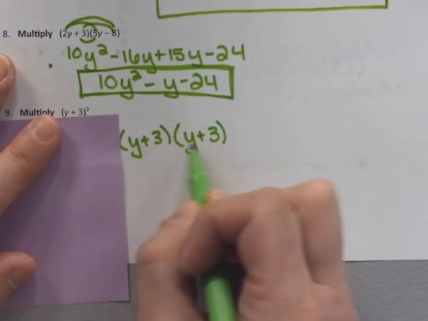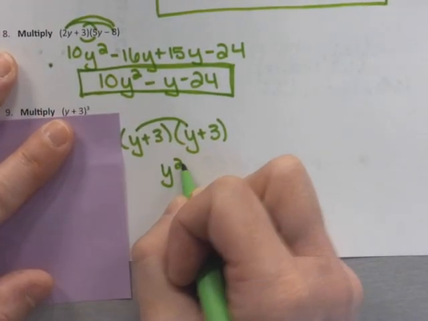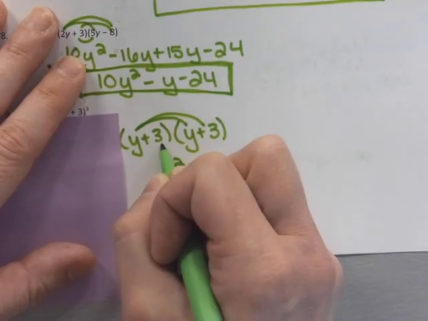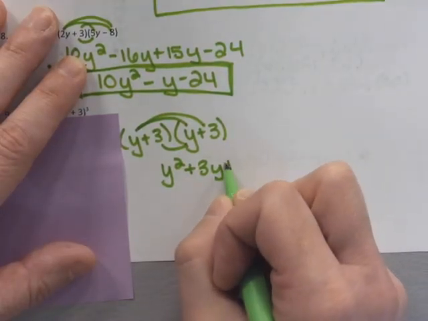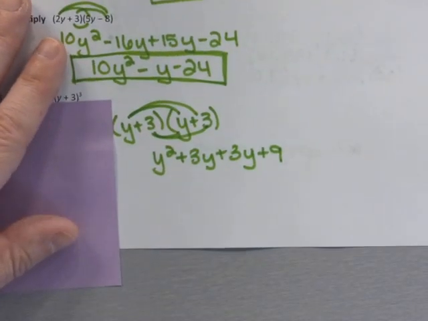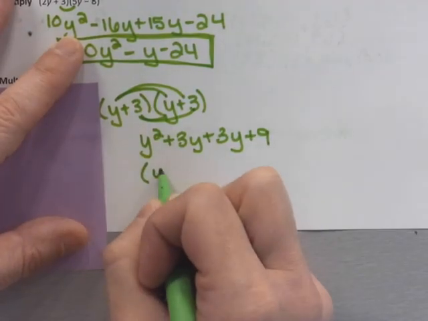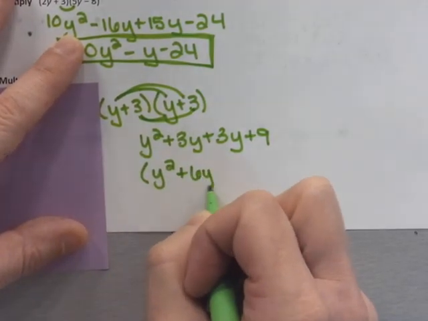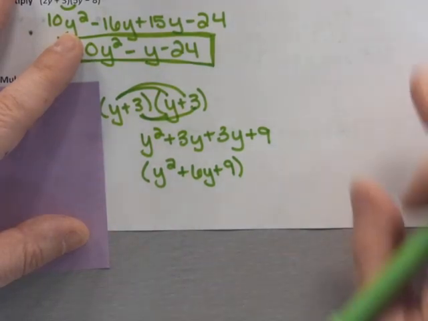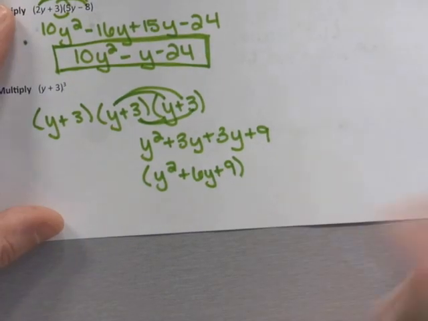All right, let's multiply 2 of them. Ready? So y times y gives me y squared. Y times 3, 3y. 3 times y, 3y. 3 times 3, 9. Okay, let's combine our like terms and make that even a little bit nicer and more compact. Y squared plus 6y plus 9. Do we feel good about that? Okay. Now we have to remember that we covered up that y plus 3.